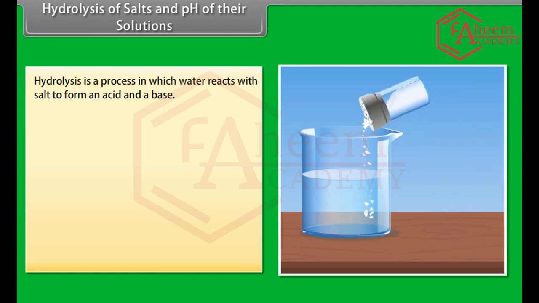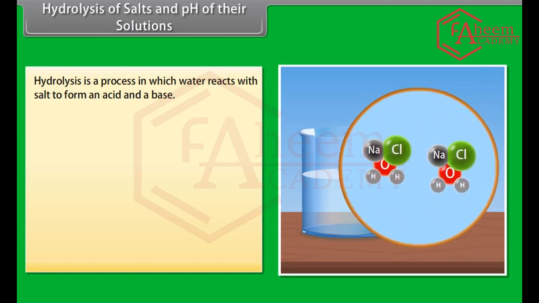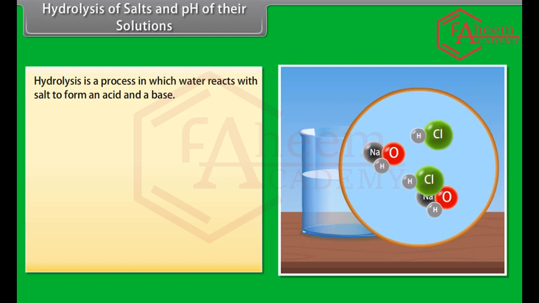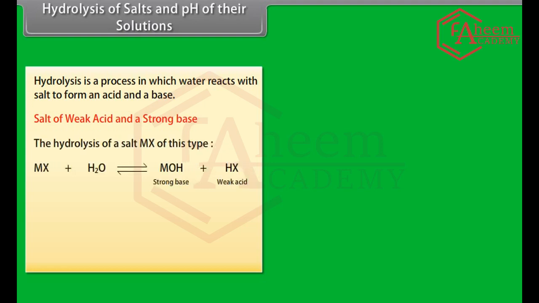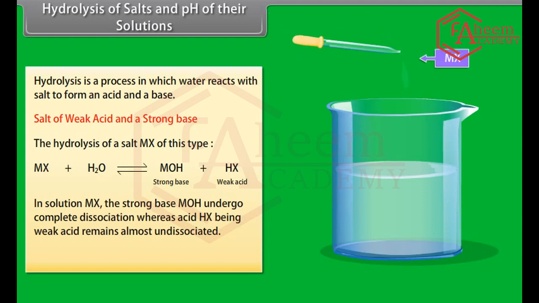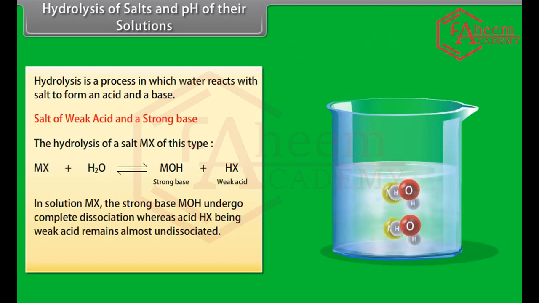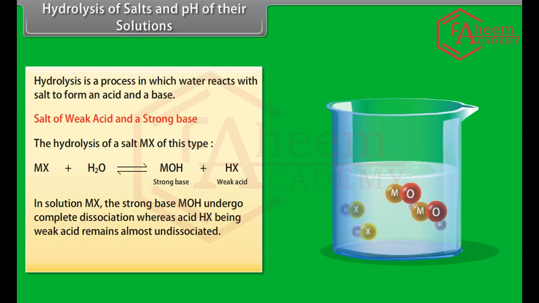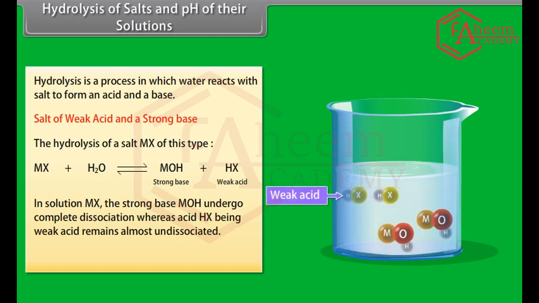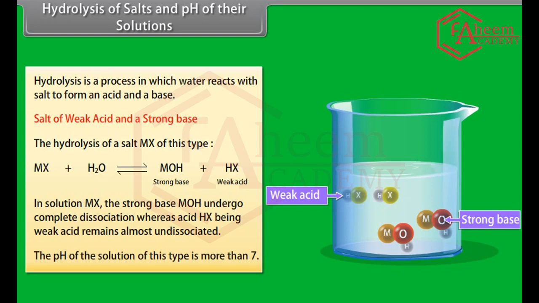Hydrolysis is a process in which water reacts with salt to form an acid and a base. Salt of weak acid and a strong base. The hydrolysis of a salt MX of this type: in solution MX, the strong base MOH undergoes complete dissociation, whereas acid HX, being weak acid, remains almost undissociated. The pH of the solution of this type is more than 7.